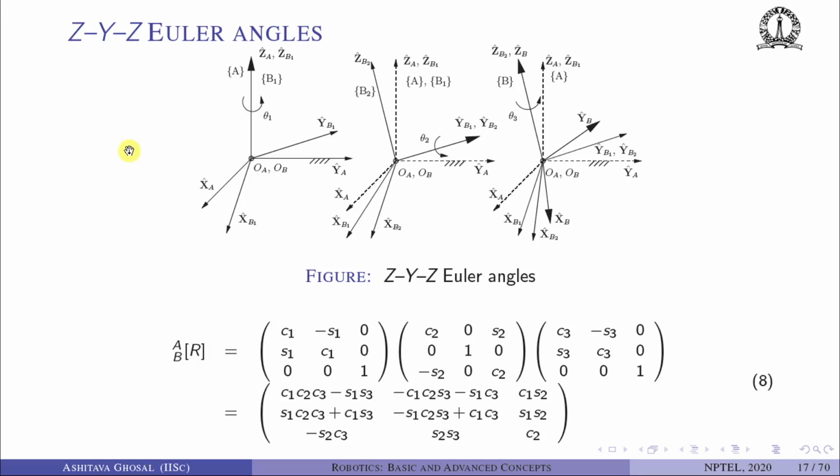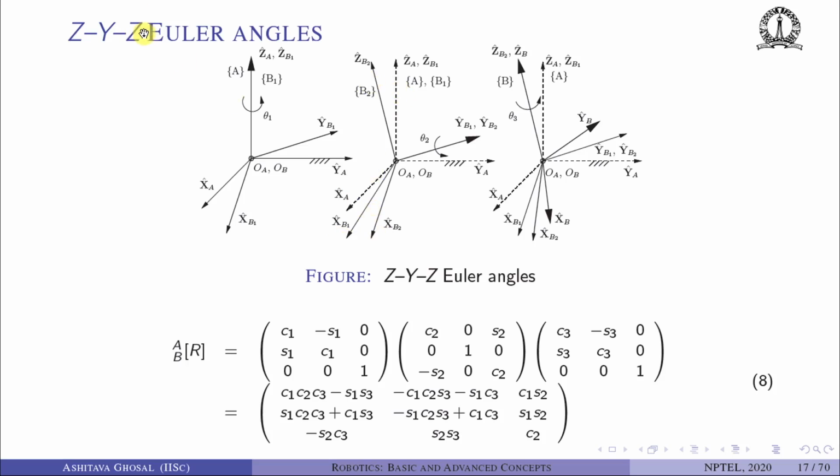Let's look at another Euler angle, which is the ZYZ Euler angles. So in this case, what is happening? The first rotation is about the Z-axis. So ZA and ZB1 are at the same place. XA goes to XB1, YA goes to YB1, and the rotation is theta 1. The next rotation is about the Y-axis. So if I rotate about the moved Y-axis, YB1 and YB2 are at the same place, the rotation is theta 2. The Z-axis will go to ZB2 and the X-axis XB1 will go to XB2.